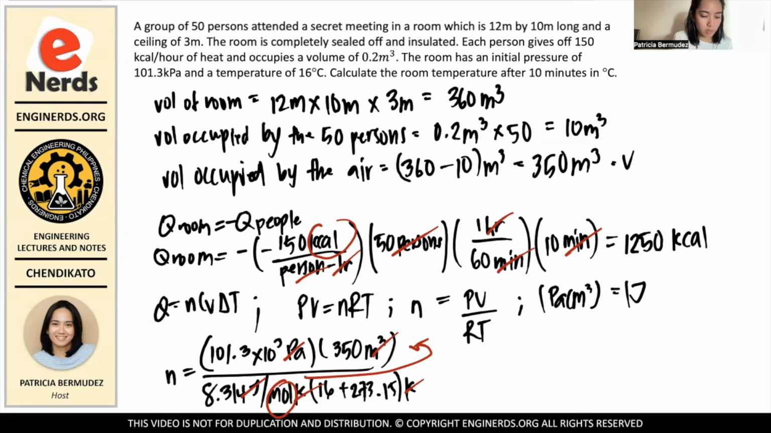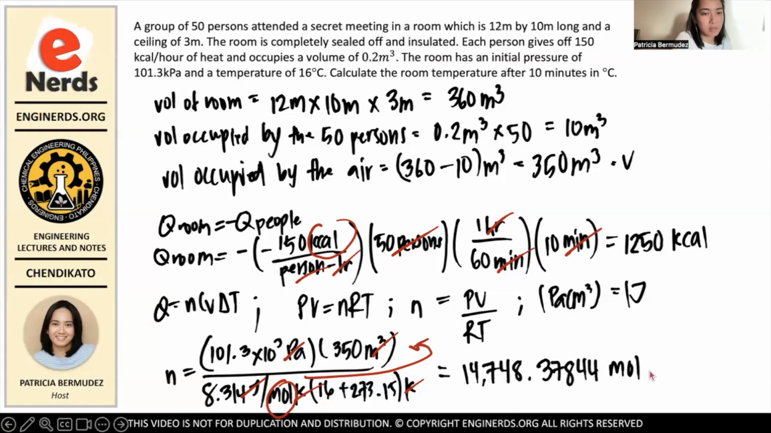The number of moles is 14,748.37844 moles. It's a bit large, but it makes sense because it is situated like in real life, right? There are many moles of air in the room. Okay, so let's make another slide.